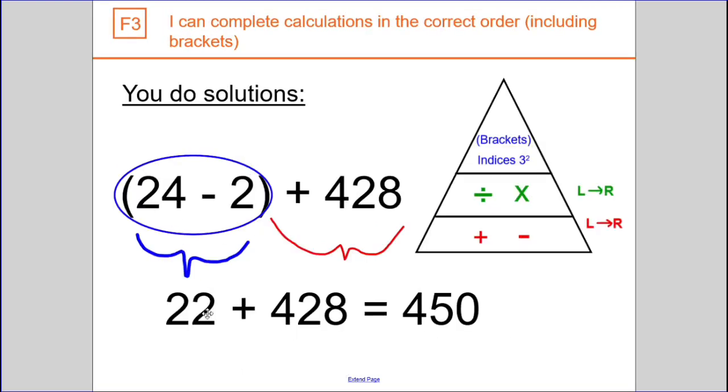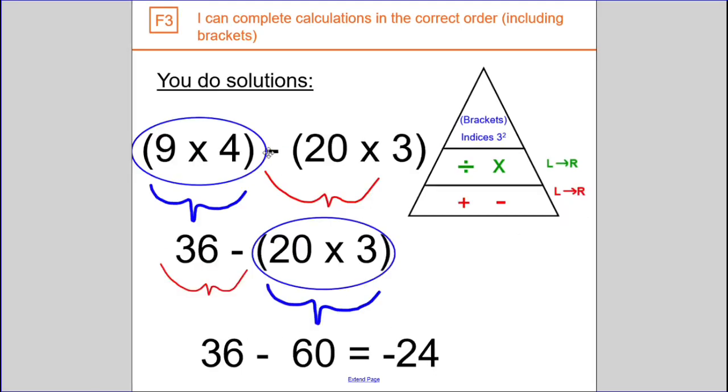Brackets first, replace it with 22, then sum the 22 and the 428, which gives us 450. For this question, we've got 2 brackets. Remember, if they're on the same level of equal priority, then we start from left to right. Replace that with 36, bring the rest of it down, then deal with the brackets, replace it with 60, bring the rest of it down. 36 subtract 60 gives us negative 24. Remember, we're subtracting a bigger number from a smaller one, so we should get a negative answer.